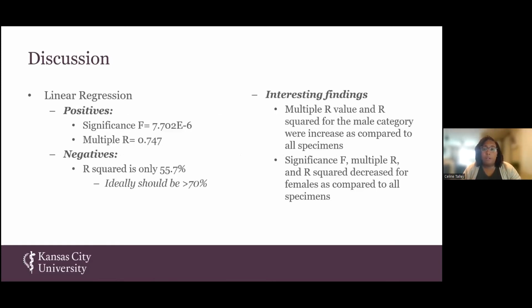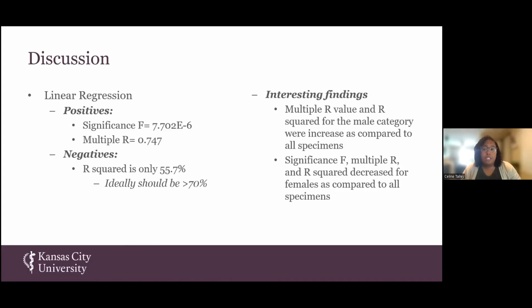When performing our predictive model through linear regression analysis, we found that the significance F and multiple R were promising at 7.702 to the -6 and 0.747 respectively. However, with an R squared of only 55.7, we cannot conclude that a good predictive model was found. Ideally, for an R squared value in this setting, it should be above 70% to be considered significant.